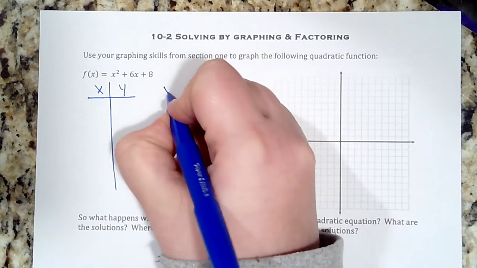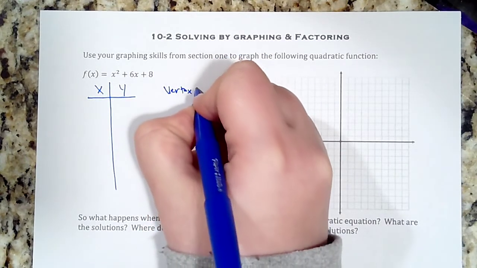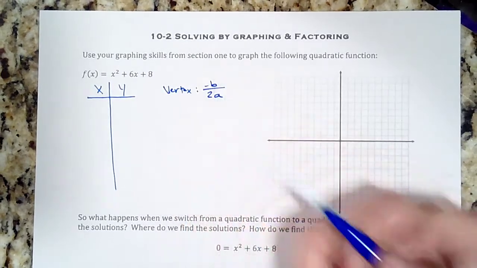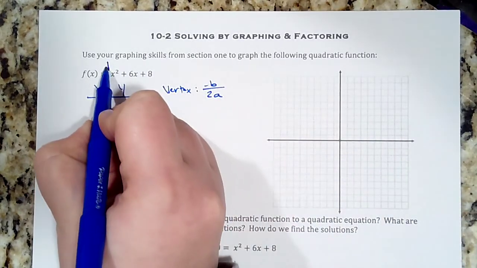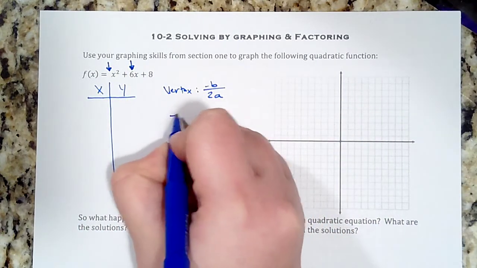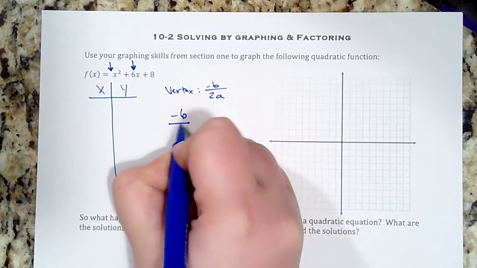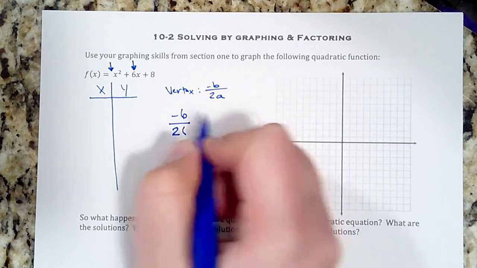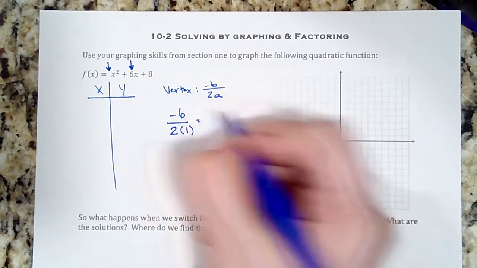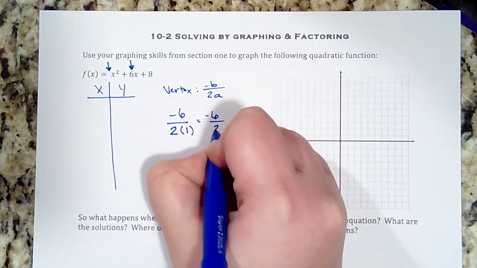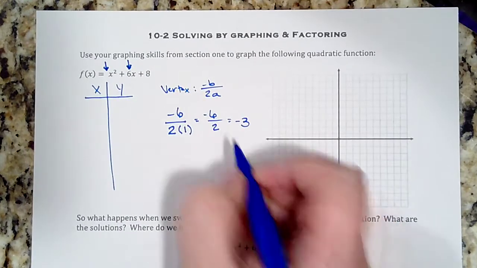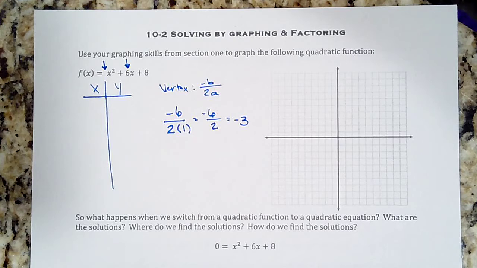So remember that the vertex formula is always going to be negative b over 2a, where b and a are the coefficients of x squared and of x. So in this case, my vertex is going to be negative 6 over 2 times the number out front of my x squared. That would be a 1. When I solve this, I get negative 6 over 2, or negative 3. This is my vertex. It is where my parabola is symmetrical.